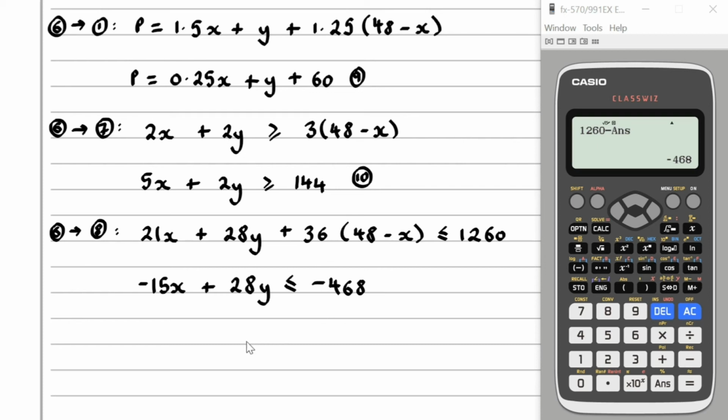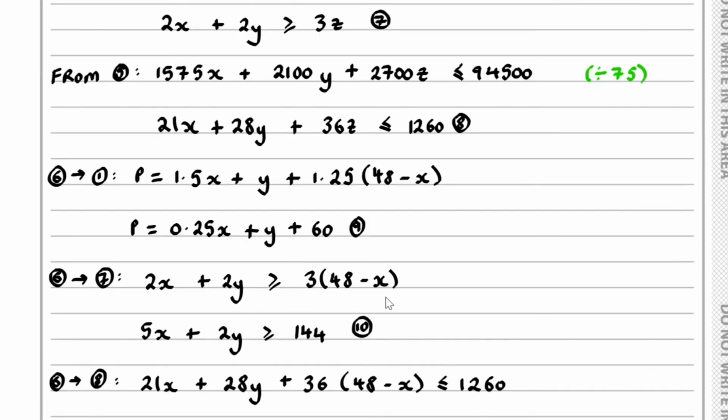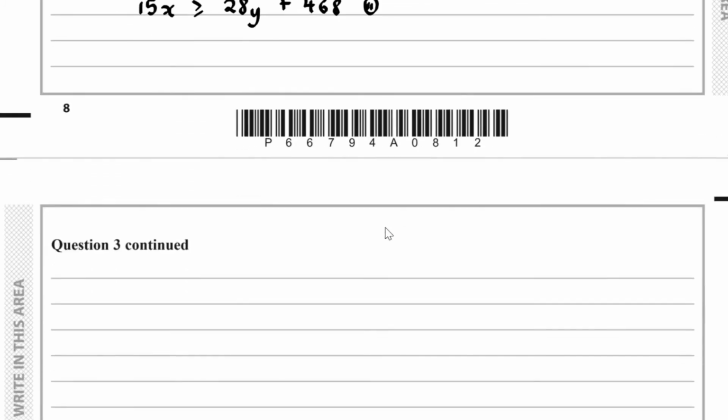And if I rearrange this inequality, we've got 15x being greater or equal to 28y plus 468. So let's call this equation 11. So with all that, we now have enough information to state our required solution.